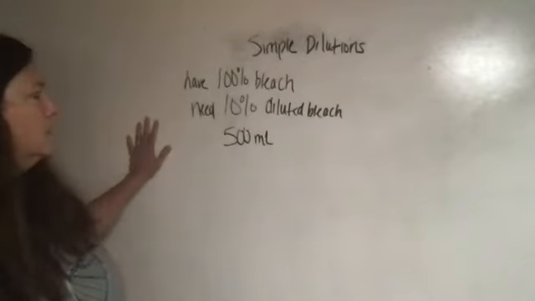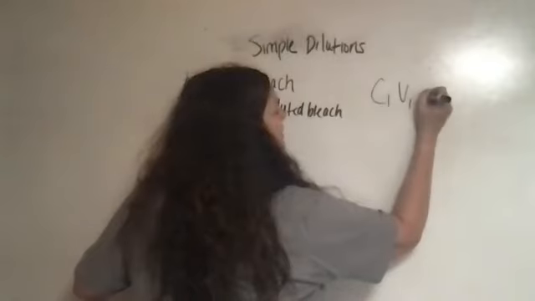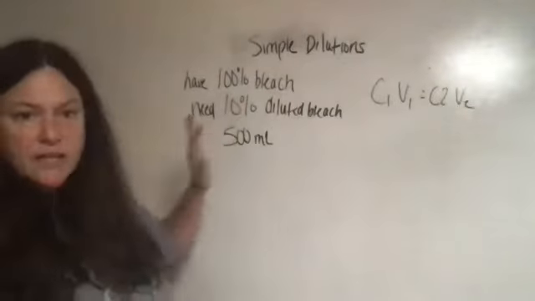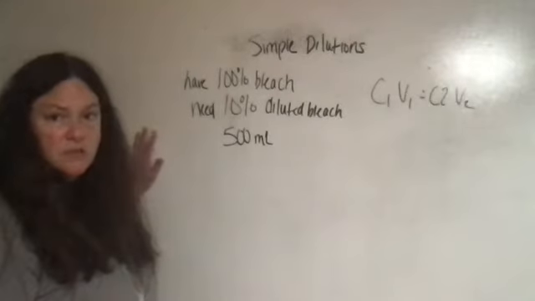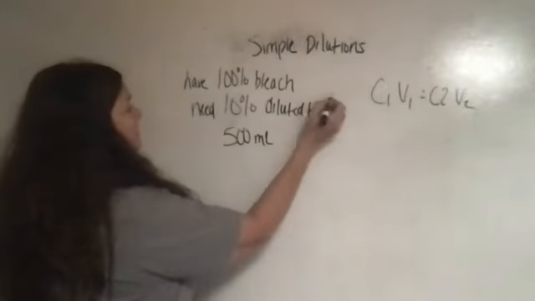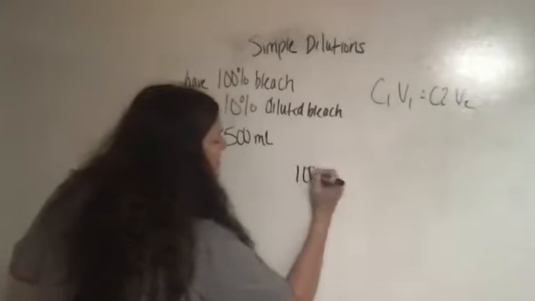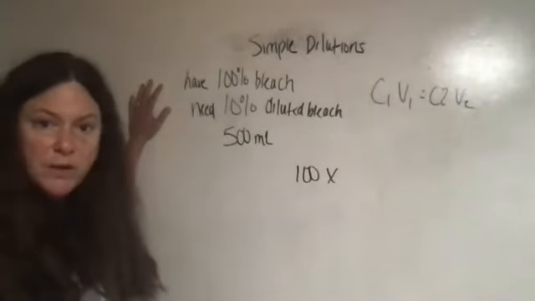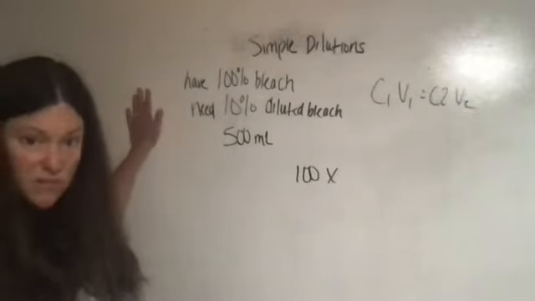And don't forget, it's C1V1 equals C2V2. Okay, so tell me what we need. What is our concentration? What is our C1? Our C1 is the 100% bleach. That's what we have. So we have 100 times V1. What's our volume of 100% bleach that we need? That's what we're trying to figure out, so we don't know what that is yet.